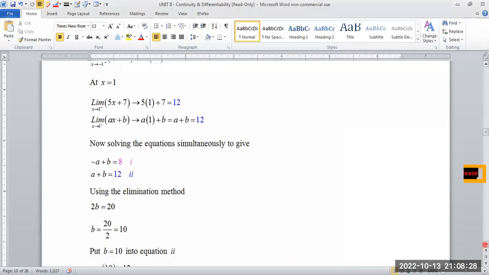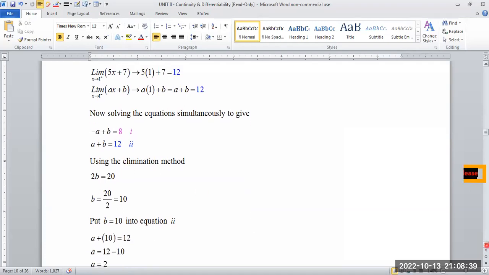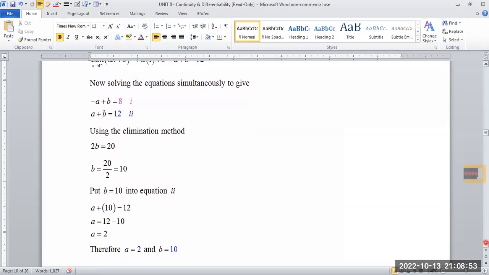I'm going to put b equals 10 into equation 1. Then again, you could put it in equation 2. If I want, I could. It really doesn't matter. When I put it in equation 2, I'm going to get a plus 10 equals 12. I'm going to subtract 10 from both sides. 12 minus 10 is 2. So a is equal to 2. So I have found the values of a and b. When a is equal to 2 and b is equal to 10, the function is continuous over the interval.